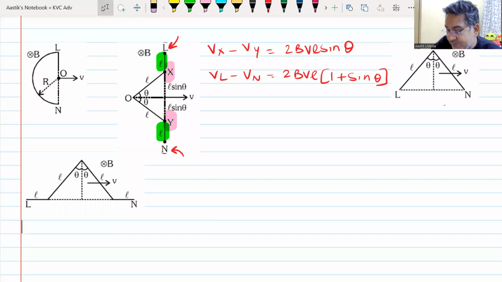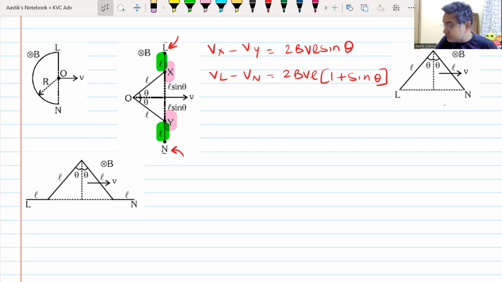This one then. Between L and N, what is the potential difference? I put 2 more rods here. What is the potential difference between L and N? 0, sir. Do we understand this? Yes, sir. It is going above our head saying bye bye.